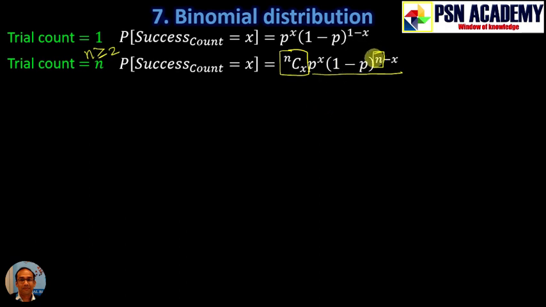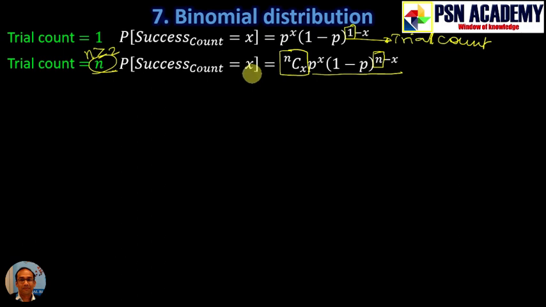So you see that this 1, you just follow up that this 1 was coming from the trial count, right? Just as you have seen in the Bernoulli distribution. So now the trial count is n, so it is n minus x. Clear? Now what this nCx is doing here? This is a calculation for the number of ways you can have the success count equal to x.